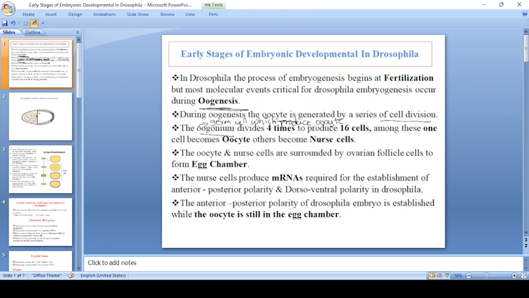This oogonium divides 4 times to produce 16 cells. Among these 16 cells, one cell will become the oocyte and the others become nurse cells. That means there is one oocyte and 15 nurse cells. The oocyte and nurse cells are surrounded by ovarian follicle cells to form the egg chamber. Remember, egg chamber means that it has the oocyte plus nurse cells.